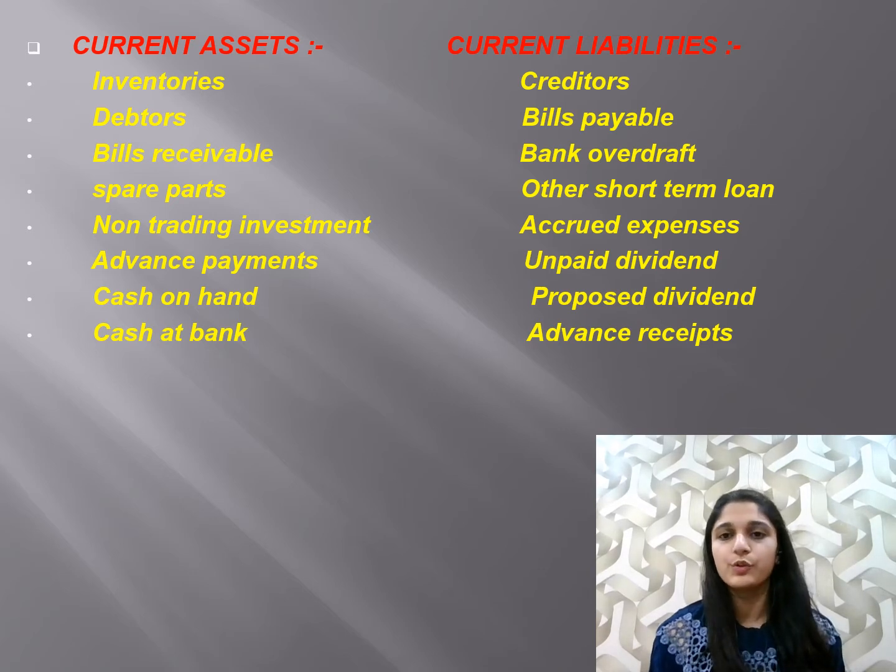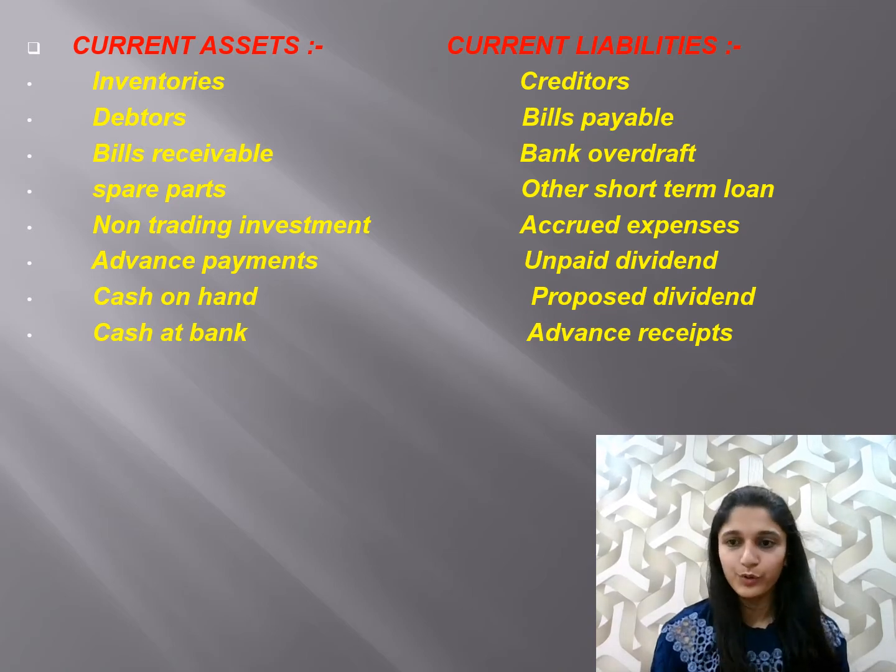Now, move to the current liabilities. In the current liabilities, creditors, bills payable, bank overdraft, other short-term loan, accrued expense, unpaid dividend, proposed dividend, and advance receipts. All these items are included in the current liabilities. We will move to the next slide.